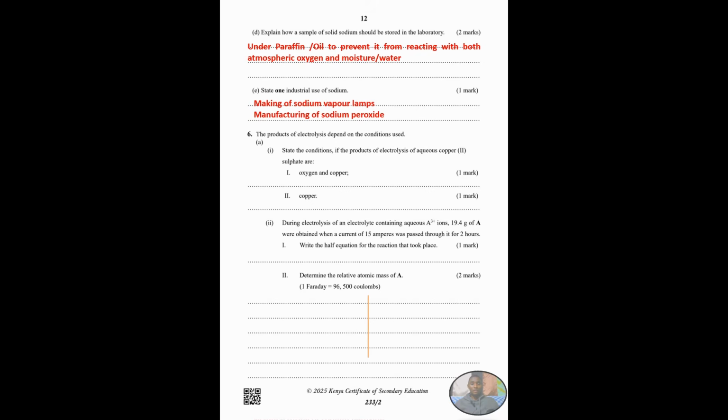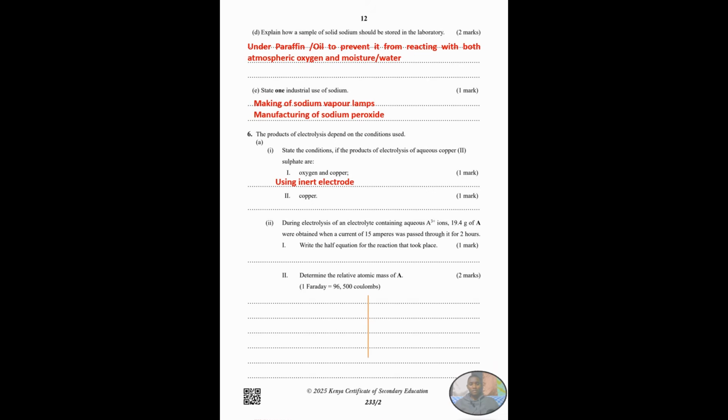Question number 6. The products of electrolysis depend on the conditions used. Part A, Roman 1, state the conditions if the products of electrolysis of aqueous copper 2 sulfate are oxygen and copper. So what is the condition when we are electrolyzing aqueous copper 2 sulfate and we end up obtaining oxygen at the anode and copper at the cathode?